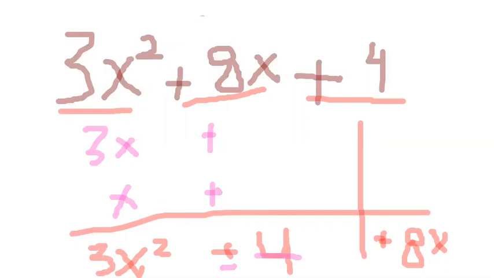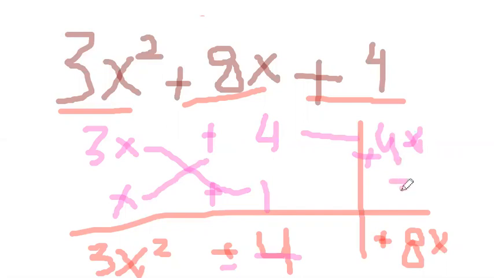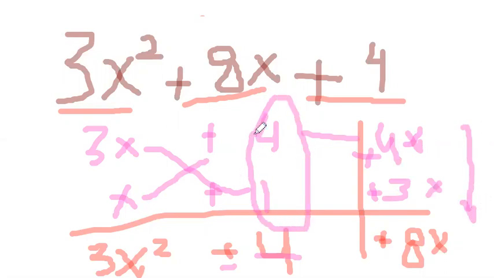So you need two numbers, the product of which is 4. So 4 times 1 is 4, and 2 times 2 is 4. If we check, let's use 4 times 1. In that case, x times 4 is 4x positive, and 3x times 1 is 3x positive. Now here 4x plus 3x is not 8x, so 4 and 1 will not work.